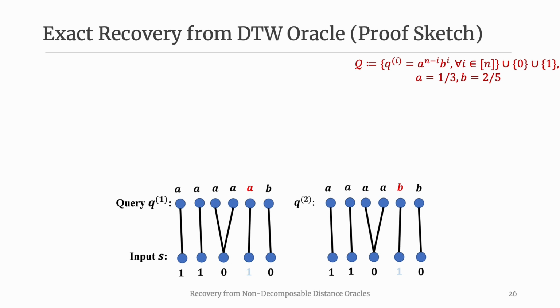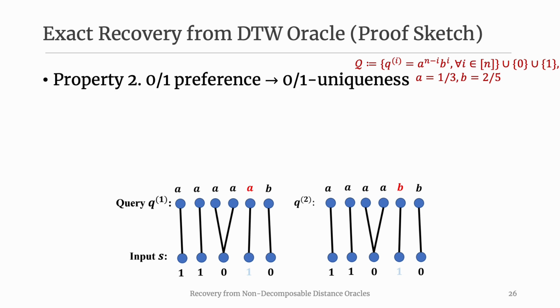Since we know the query sequences, by doing differentiation, we can obtain whether the second last character in S is 0 or 1. So input uniqueness guarantees a single character in the query only matches to one input character. But how do we know if there are characters in the input that map to multiple characters in the query? This question leads to our second design choice. We would like to have the query sequence be 0-1 preferred.